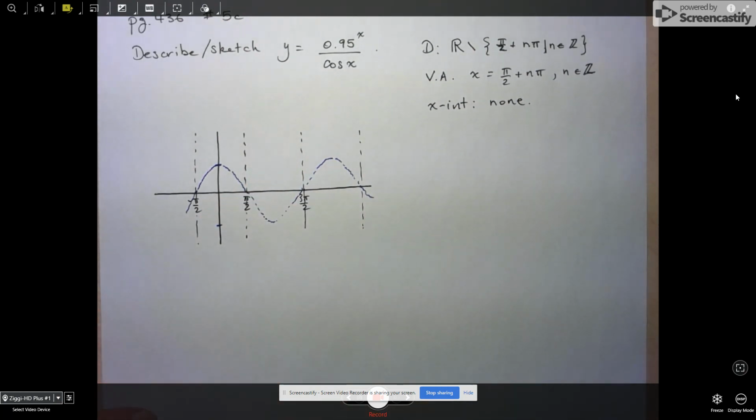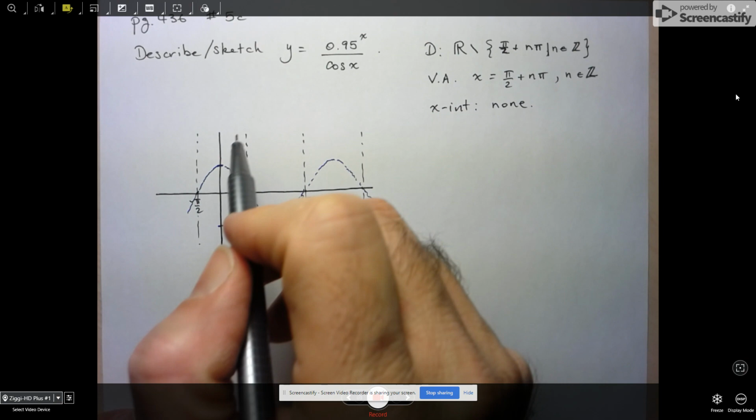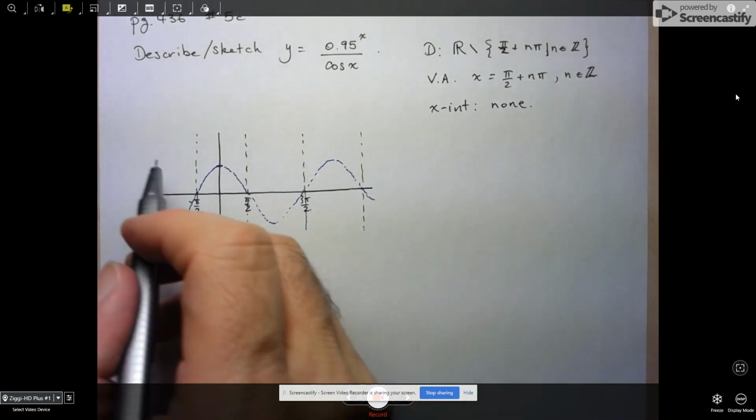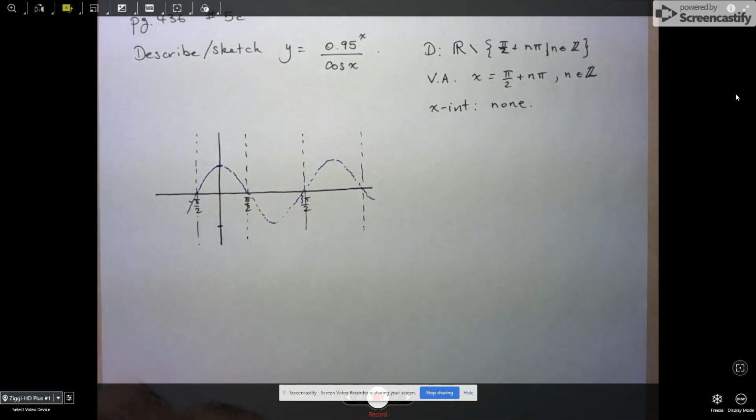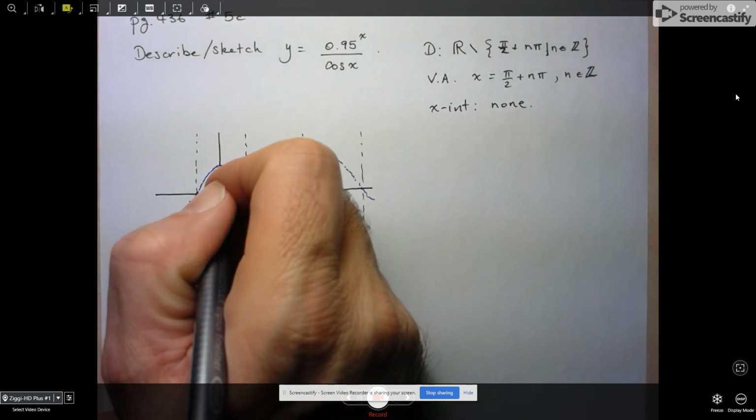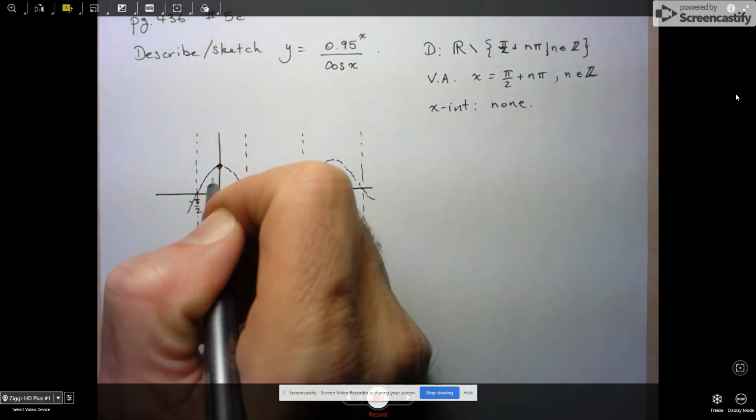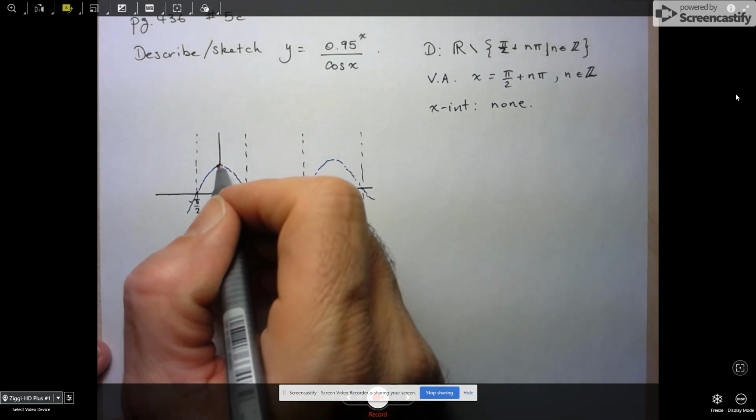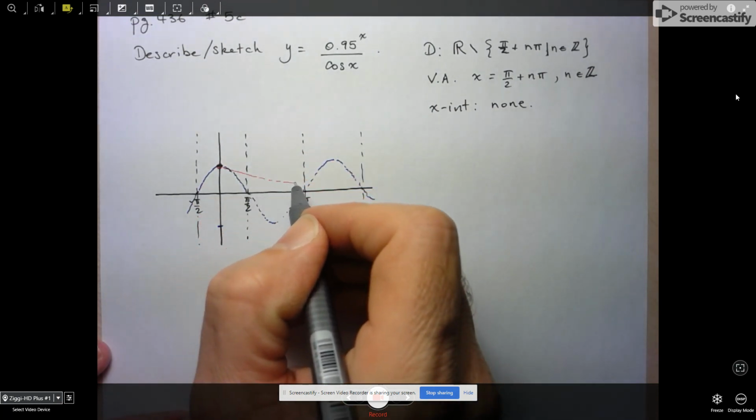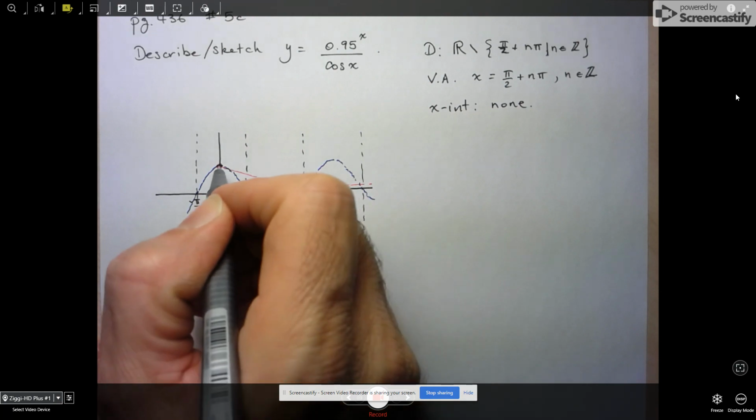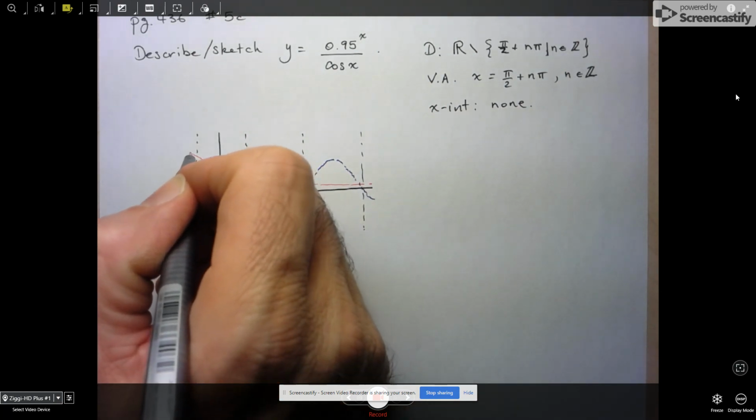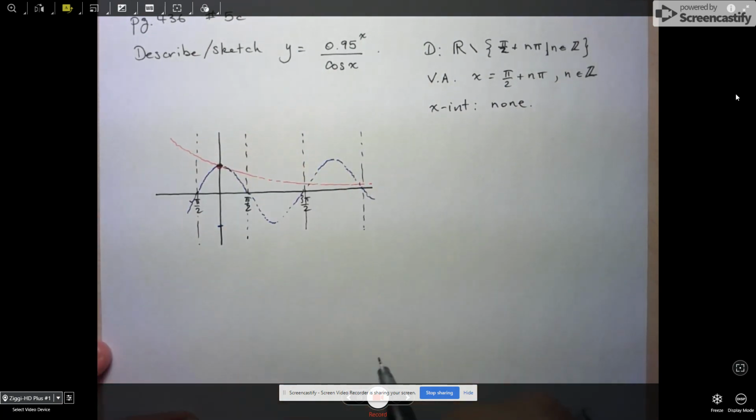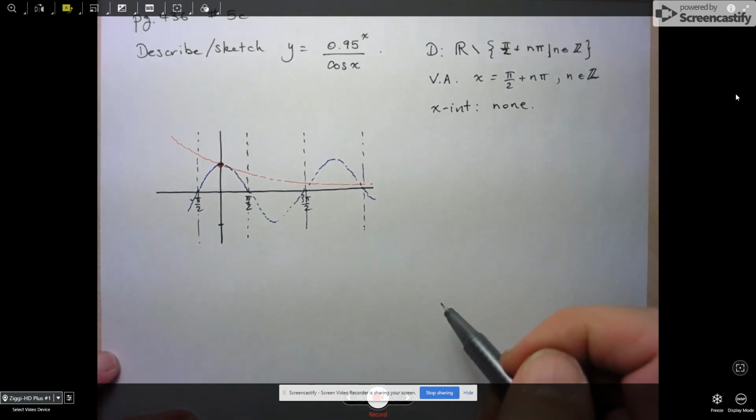And now let's put in 0.95 to the x. Because it has a base less than 1, I know that it's going to be a decreasing function. And I also know that it's going to pass through 0, 1, as all exponential functions do. So I know it's going to look something like this. Because it's 0.95, so close to 1, it's probably not going to decrease quite that quickly, but just to give us a sense of what's going on.